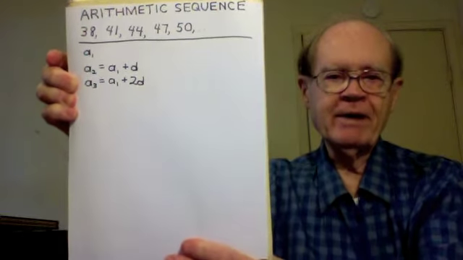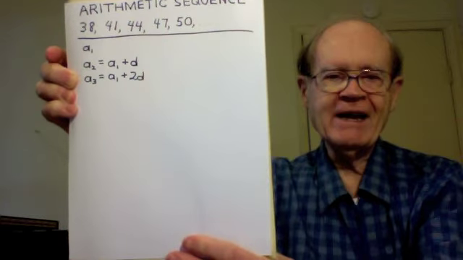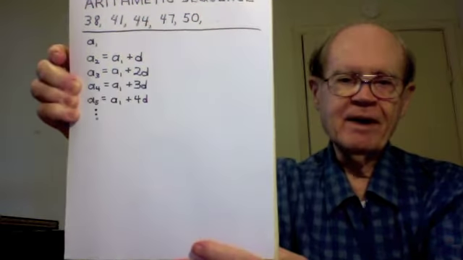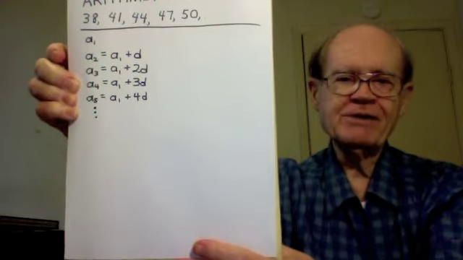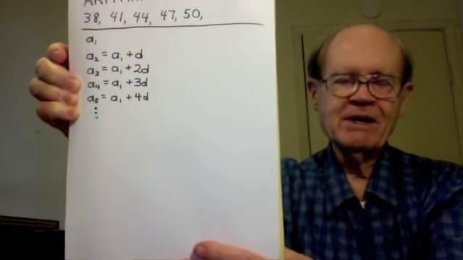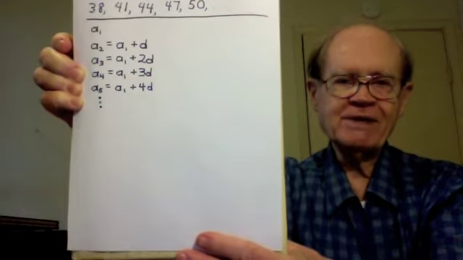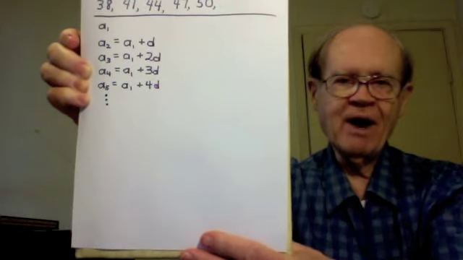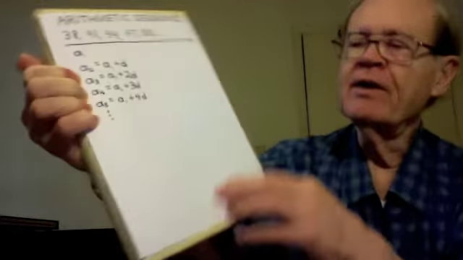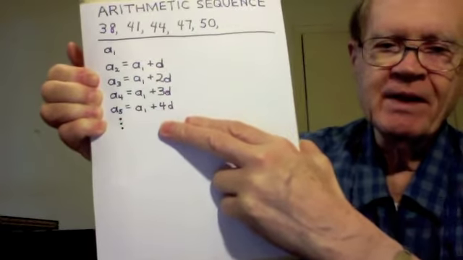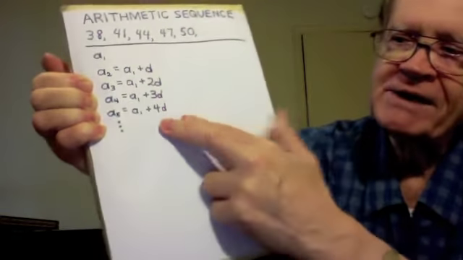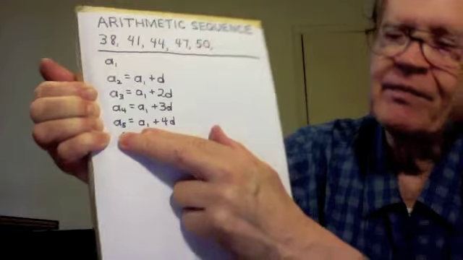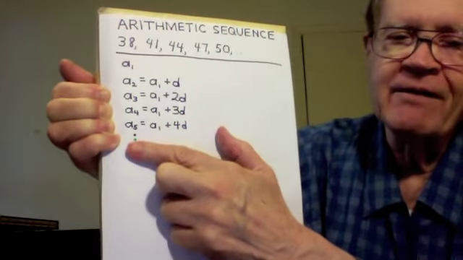If there's a third term, I can get it by taking the first term and adding D twice. So A3 equals A1 plus 2D. If there's a fourth term, I can get it by taking the first term, A1, and adding D 3 times. So A4 equals A1 plus 3D. And if there's a fifth term, A5 equals A1 plus 4D. Notice in each of these equations, the multiplier with D is 1 less than the subscript that indicates the term number. For example, this 4 is 1 less than 5.